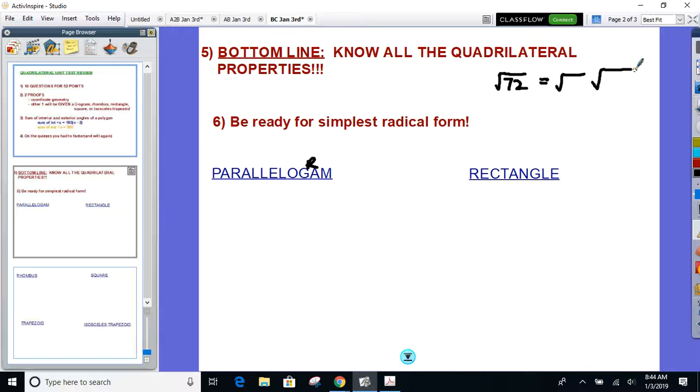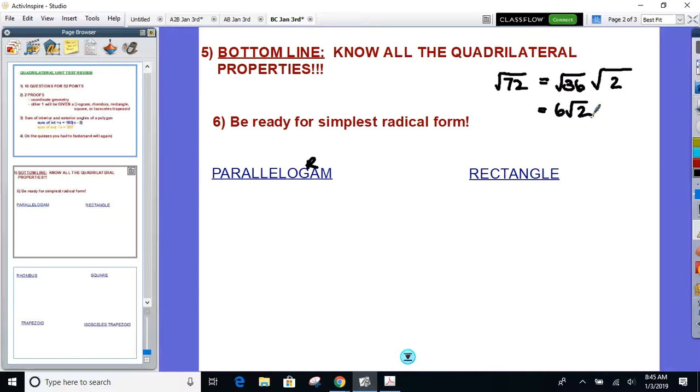Anybody know the biggest perfect square in 72? Bigger than 9, kiddos, bigger than 9. 16 goes into 70. I don't know if it does, but I know it's bigger. 36 times 2, so I'll be looking for not square root of 72, but 6 radical 2.